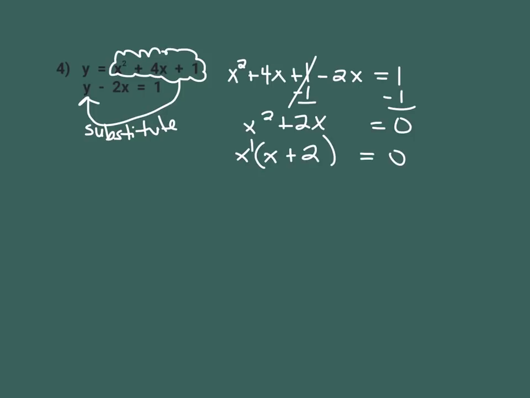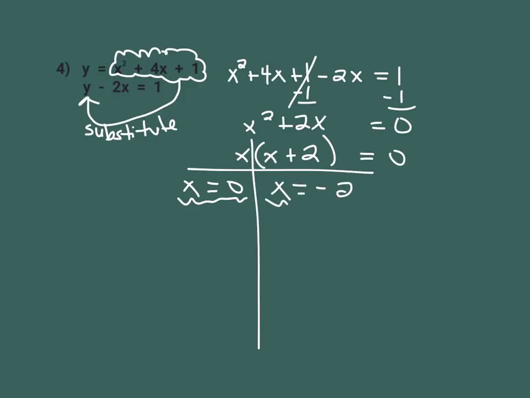And from here, we'll make our t-chart. On the left-hand side of the t-chart, we get x equals 0. And on the right-hand side, we get x equals negative 2. All right, so let's figure out what y values correspond with these x values. You can use either one of these two equations to solve for y. I'm actually going to use the second equation this time, y minus 2x equals 1. Again, it doesn't matter which equation you choose, you'll get the same answer either way.